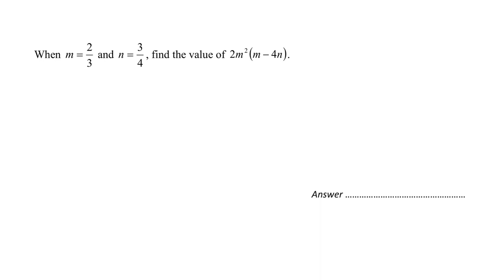Welcome to this video where we will evaluate this algebraic expression. We are given that m equals 2 over 3. This is the value that later on we will substitute in. n equals 3/4. Every time I want to substitute a value in, I always remind myself to put brackets so that I will not make careless mistakes.